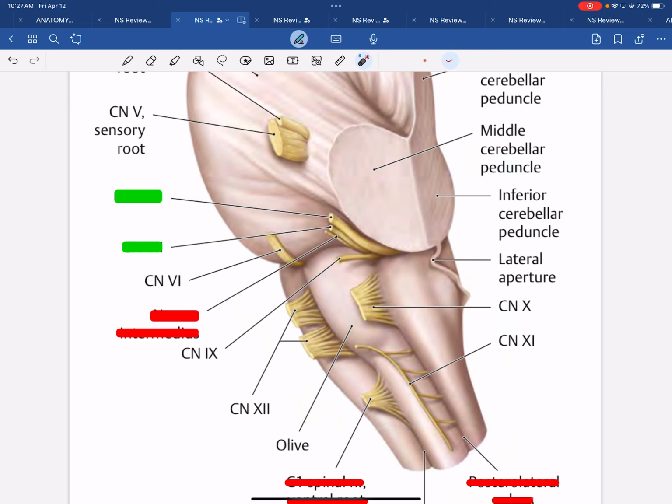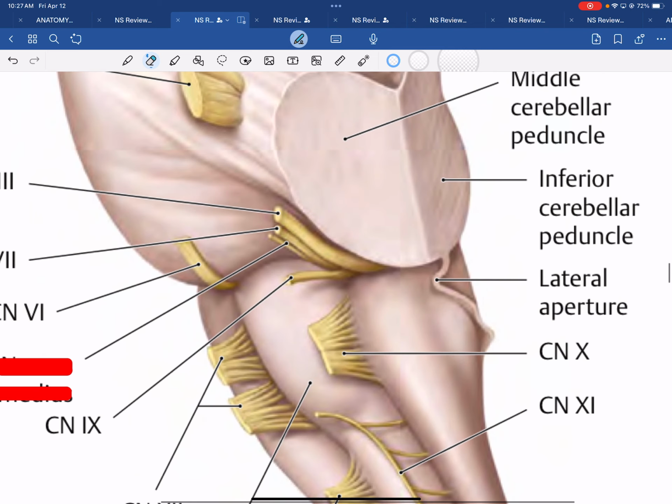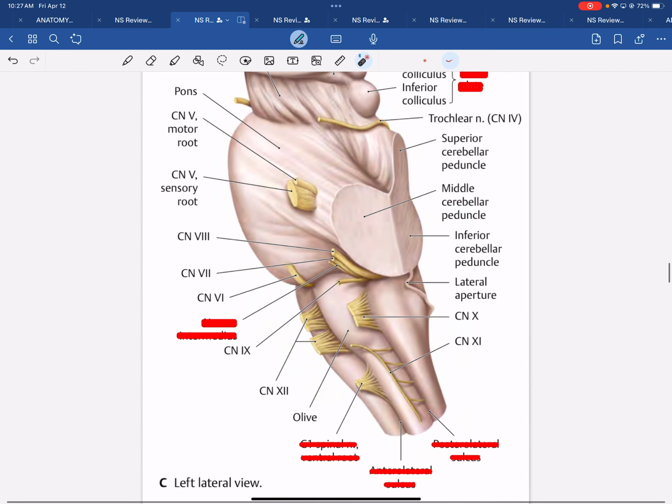What about this one? Is it facial? I can't tell. I think it's 8. Yeah, that must be 8. The facial nerve, we don't learn about this, but it has two branches right next to each other, a smaller one and a bigger one. Don't worry about having to identify it on a lateral view. You probably only have to identify it on an anterior view, like these ones in this corner here.